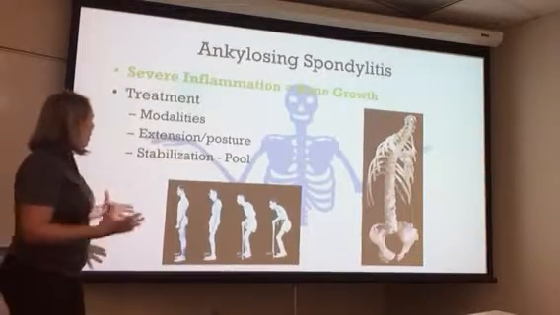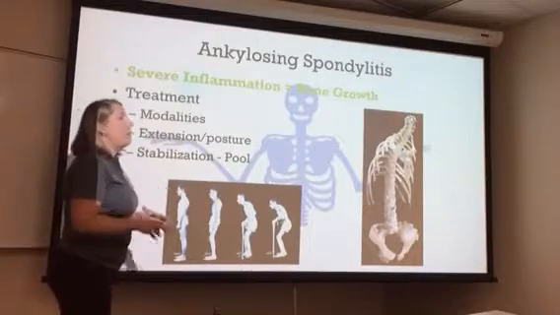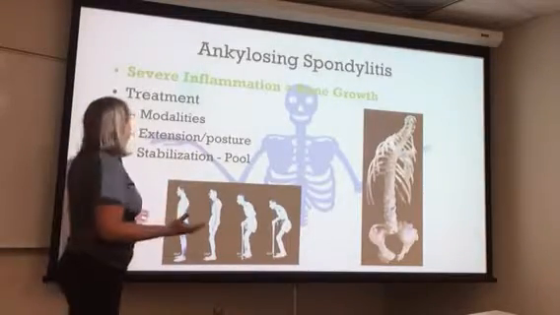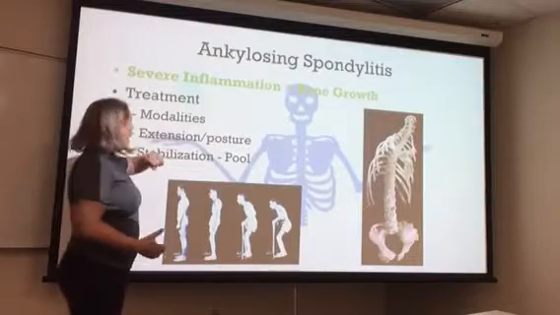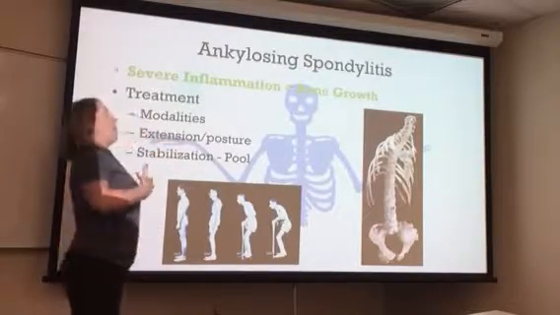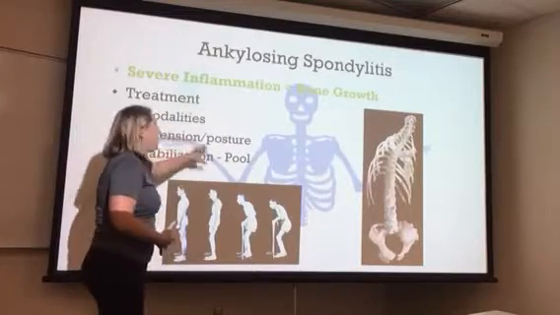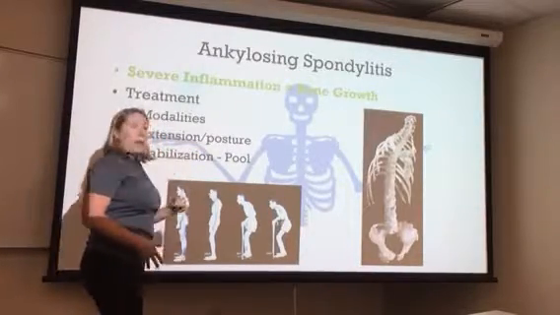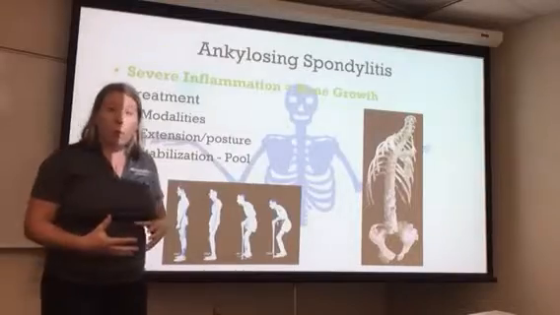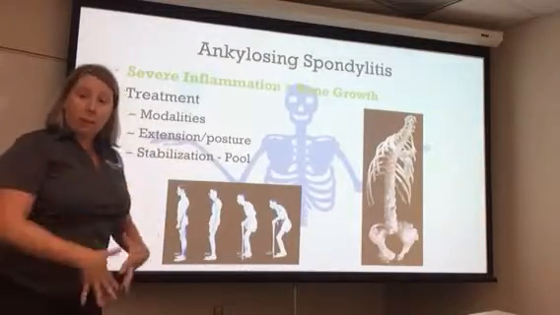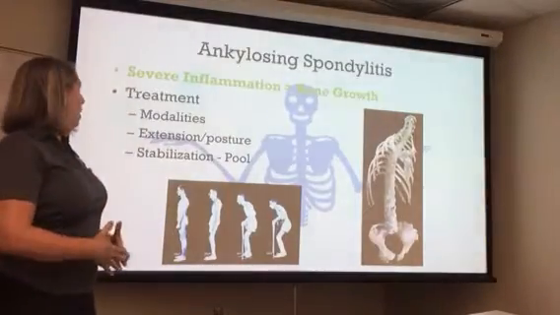So what are we doing? We are doing everything we can to maintain mobility as long as possible, but also using modalities to reduce pain. We might work on a more upright posture. You'll notice they get very, very flexed and hunched over, so we're working on extension and upright posture. Stabilization and work in the pool may help with abdominal stability so that they can stay upright as long as possible.